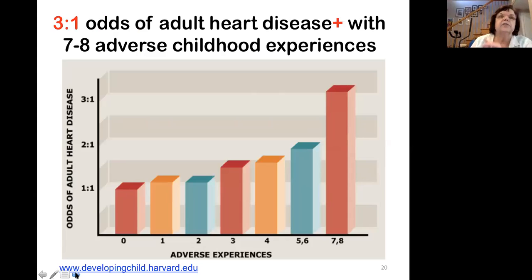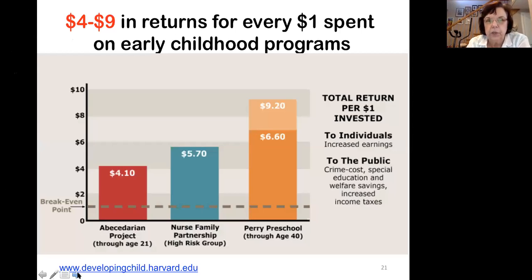And this one relates to the ACEs more, the adverse childhood experiences. So 3 to 1 odds of adult heart disease with 7 to 8 of those adverse life experiences. That just helps reinforce it.